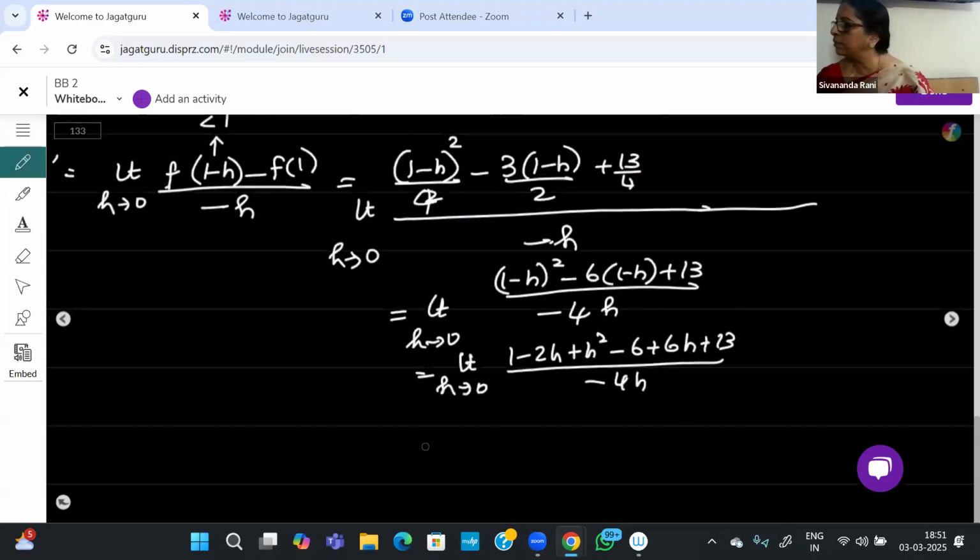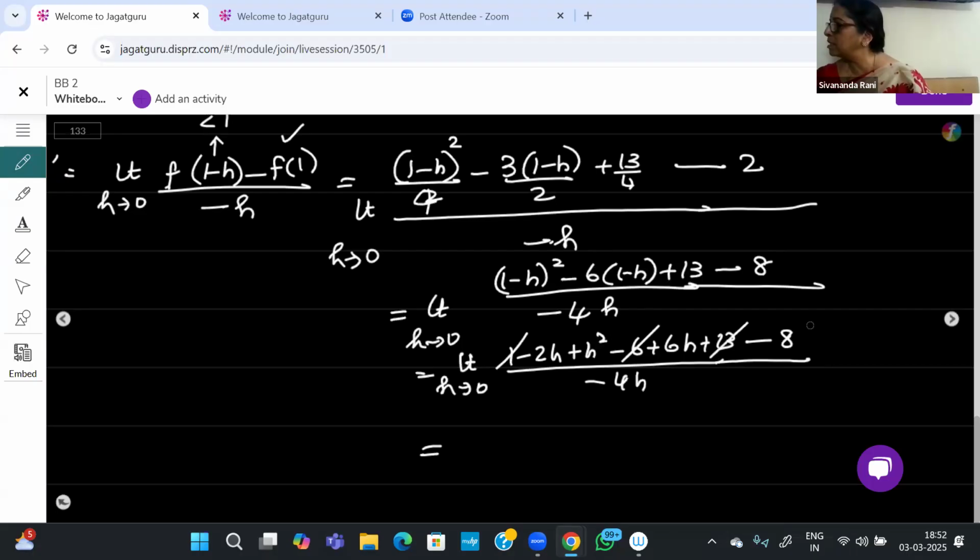What is it? Was there a 13 by 4 over there? We took 4 down, right? Minus f of 1, I didn't do, right? Minus f of 1 was 2, right? Four was the LCM. Minus 8. Oh, that's why I was wondering why the constants are not getting cancelled.